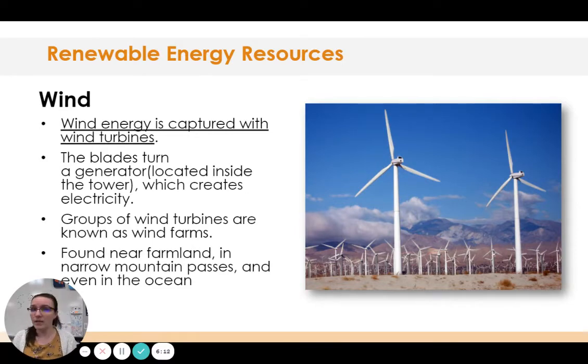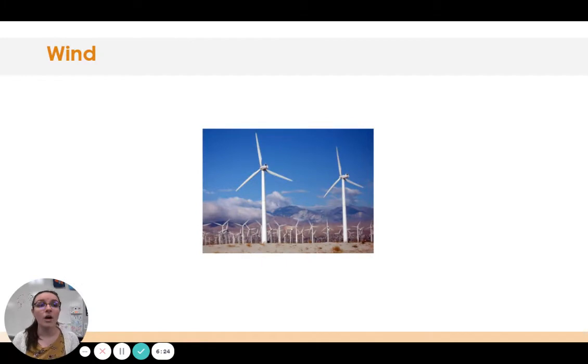Sometimes even out in the ocean where there is nothing to block the wind. There are no skyscrapers or trees or things in the middle of the ocean, so you can set up wind turbines there to capture all of that wind energy. With all of these sources, there are pros and cons. There are advantages and disadvantages.